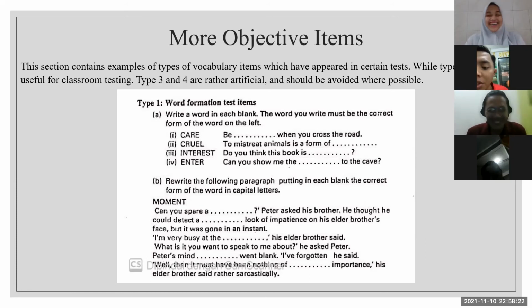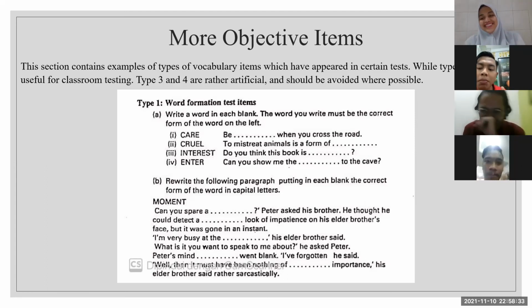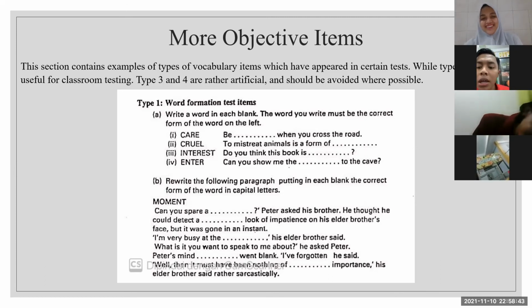Type 1 is word affirmation test items. Write a word in each blank. The word you write must be the correct form of the word on the left. The student should complete the blank. For example, for number 1, care: "Be blah blah blah when you cross the road." It should be "careful."